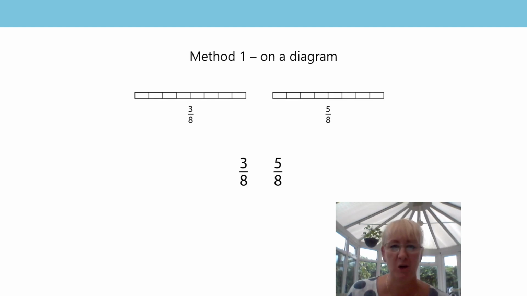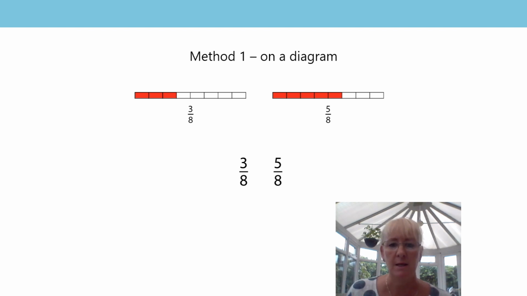Okay, how did you get on? Well, my diagram looks like this. Does yours look like this, or does it look a bit different? It might look a bit different, and that's okay. Some of you might have coloured in different parts, so as long as you've coloured in one bar with 3 coloured in total and the other bar with 5 coloured in total, it doesn't matter which parts you've coloured in.